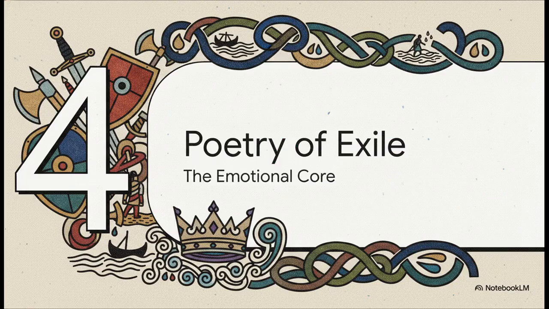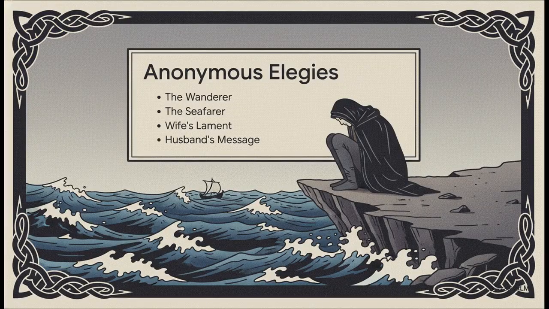On to Section 4, Poetry of Exile, the Emotional Core. You know, the Anglo-Saxon period wasn't just all dragons and kings. There's a whole category of poetry known as the anonymous elegies. The big 4 to remember are the Wanderer, the Seafarer, the Wife's Lament, and the Husband's Message. Whenever you see these titles, instantly associate them with harsh exile, bitter cold, and profound loneliness. They paint this raw, vivid picture of what it really felt like to be separated from your lord or your family in a brutal, unforgiving world.